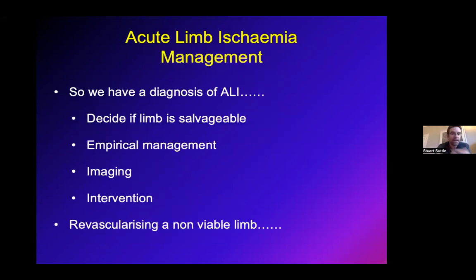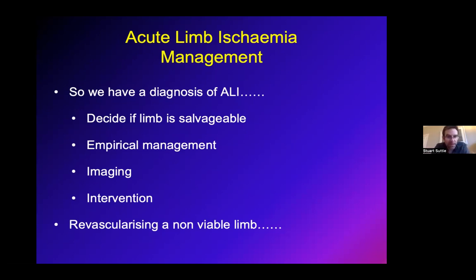So we've made the diagnosis of acute limb ischemia. What do we need to do? We need to decide, is the limb still salvageable? What management are we going to have? Empiric, generic management? Do we need imaging? What interventions can we offer to save the leg?